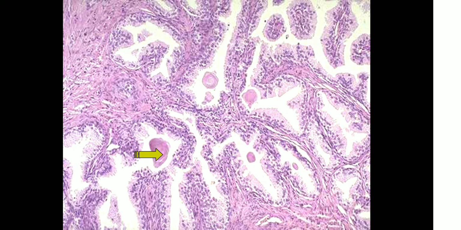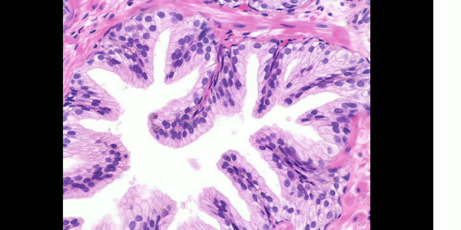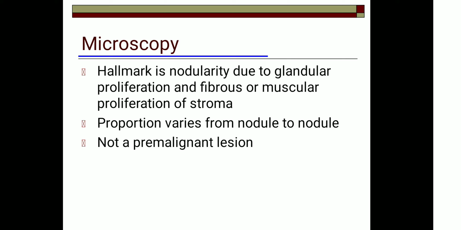And what is this structure? I told you, the arrow mark points towards corpora amylaceae. That is a normal finding in a prostate. So this is prostatic hyperplasia. That is glandular proliferation, and the fibromuscular stroma also undergoes proliferation, and this is not a pre-malignant condition, that you should know.